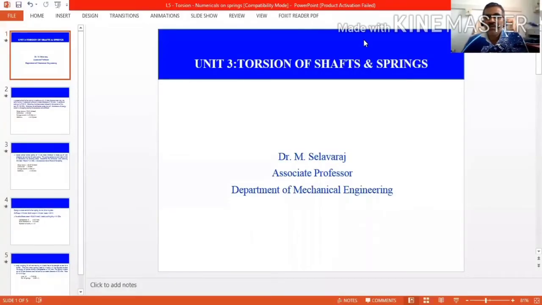So today we are going to discuss numericals on springs. Already we have discussed how to derive the expression for shear stress, deflection and stiffness in case of springs. So now based on those expressions we are going to discuss the numericals.